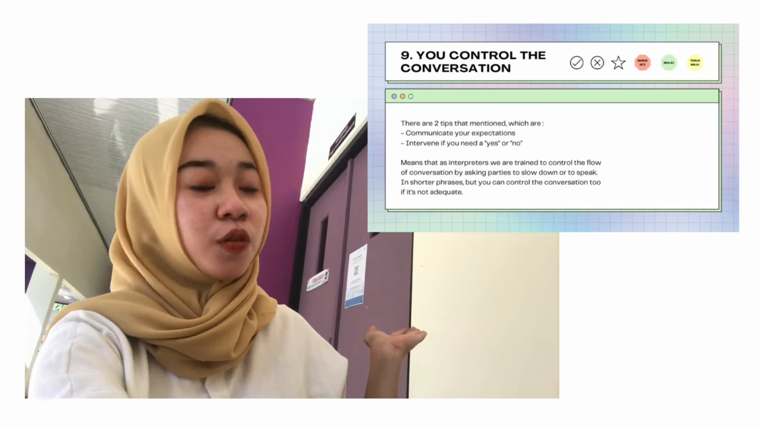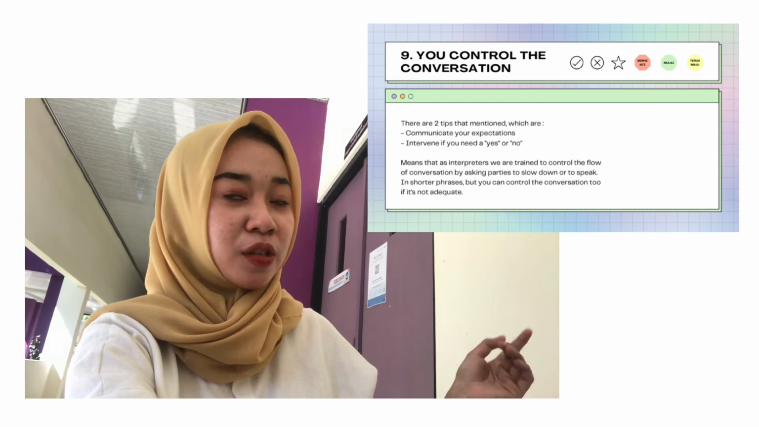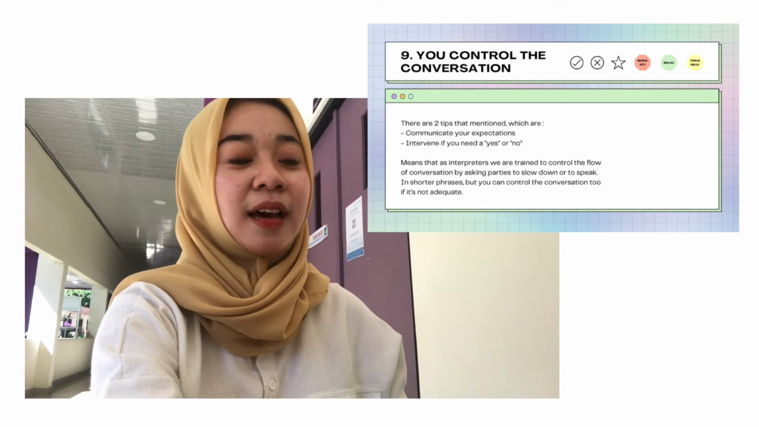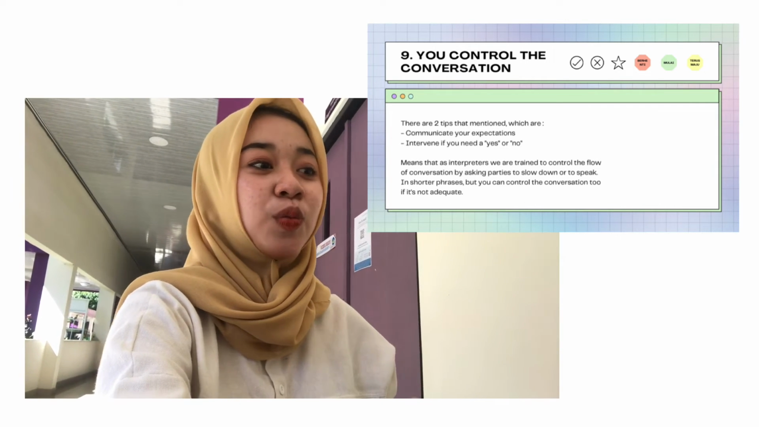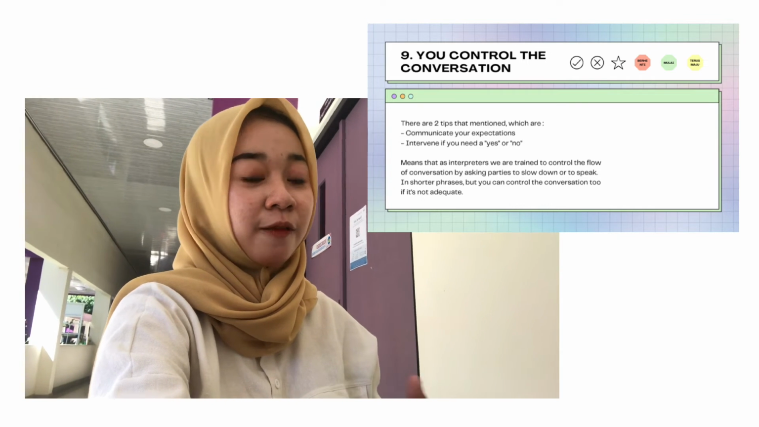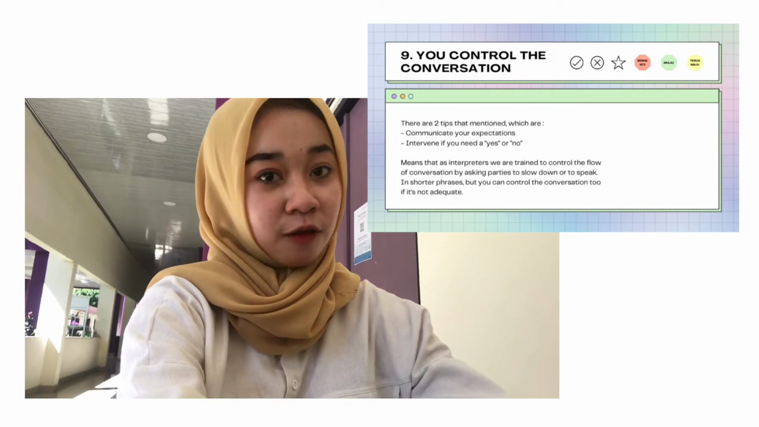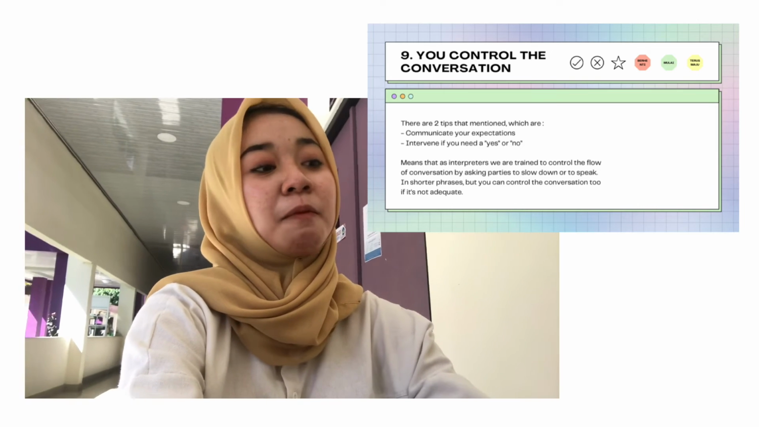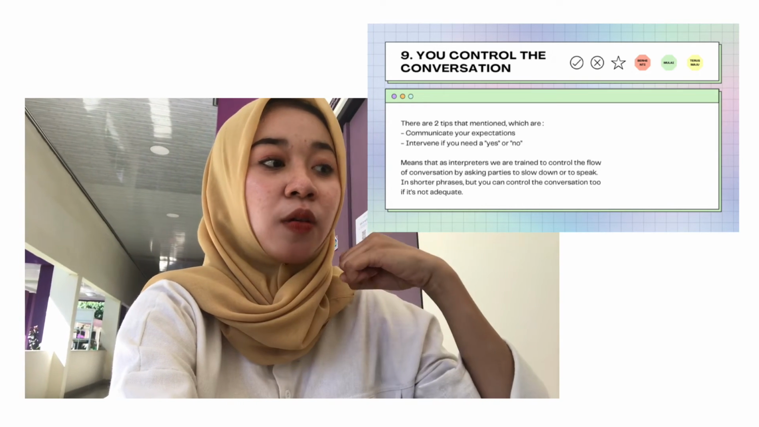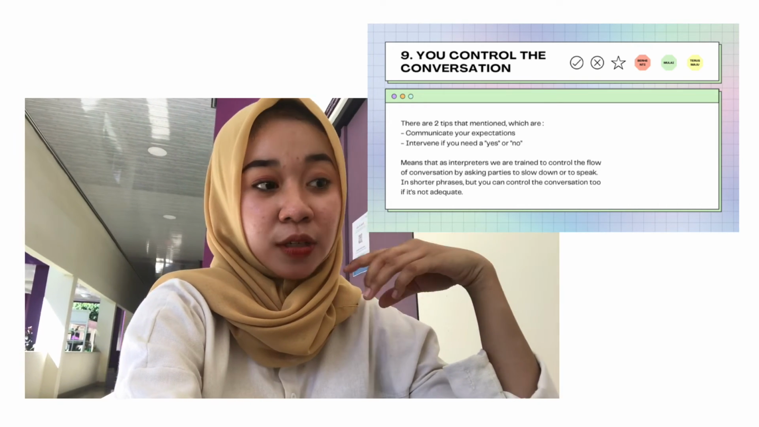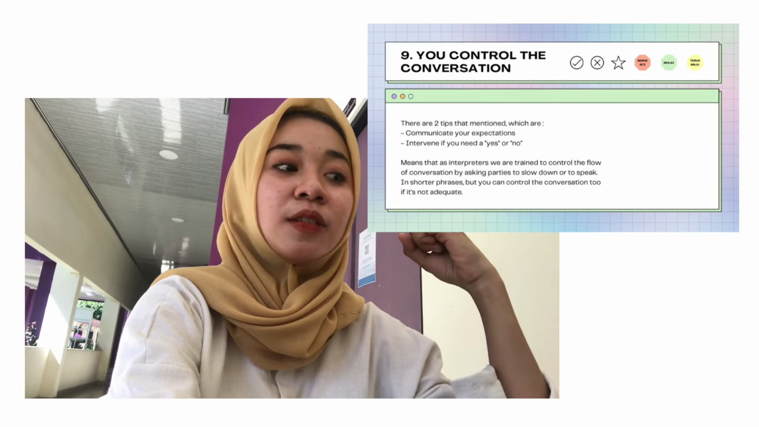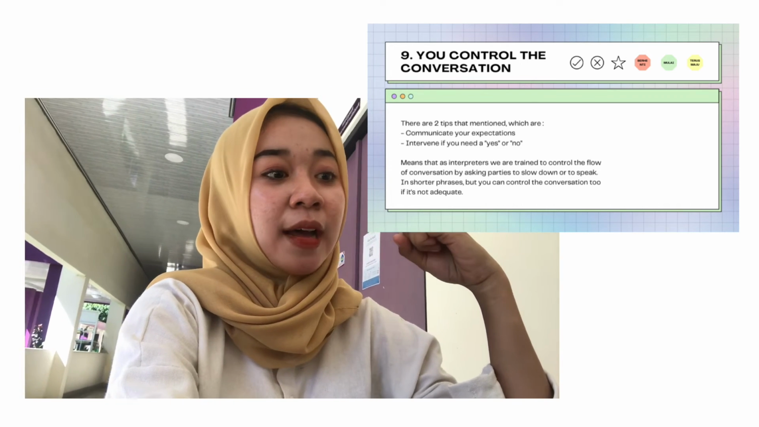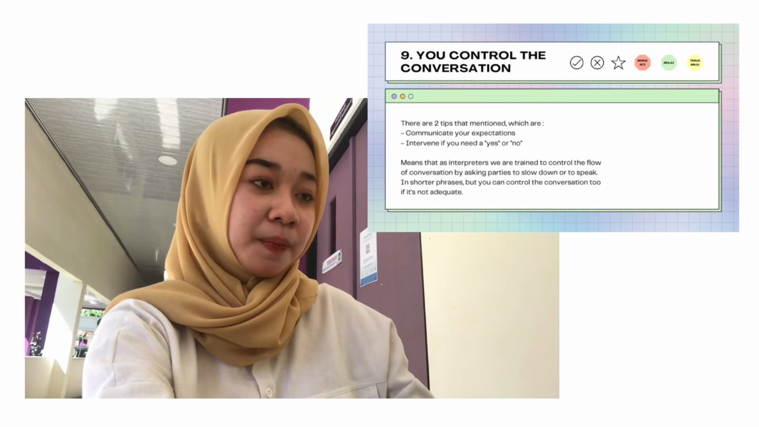And then number 9 tip is you control the conversation. So this means that as interpreters, we are trained to control the flow of conversation by asking parties to slow down or to speak in shorter phrases, but you can control the conversation too if it's not adequate.